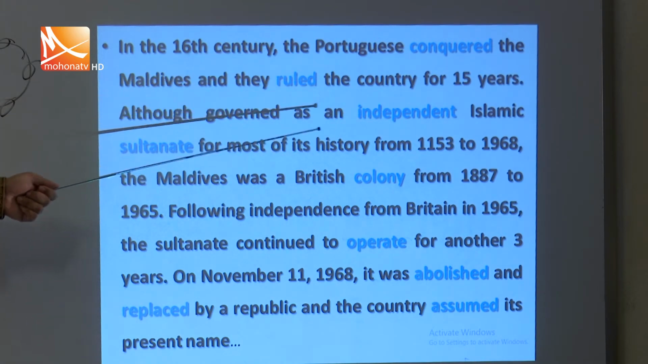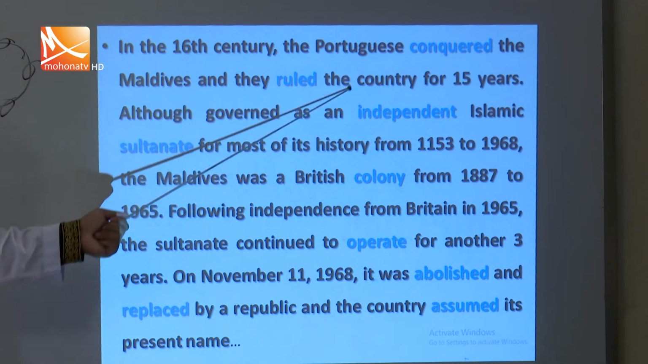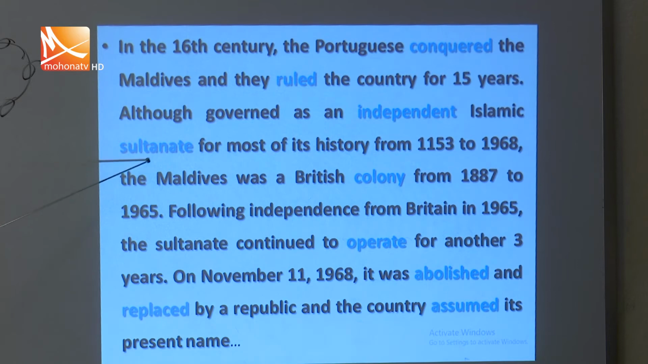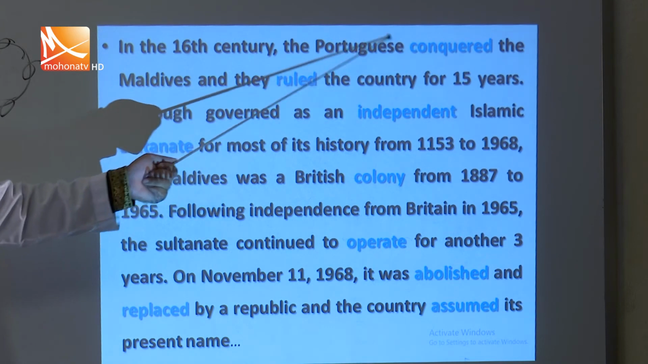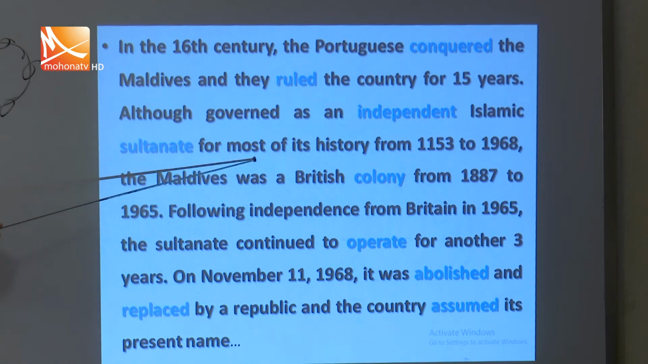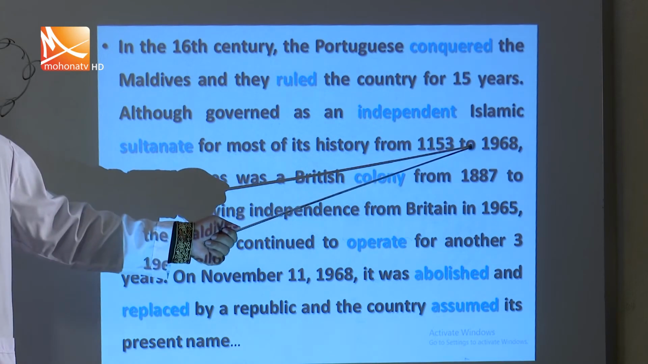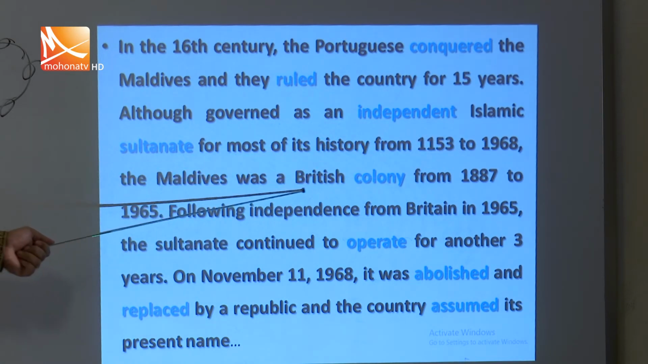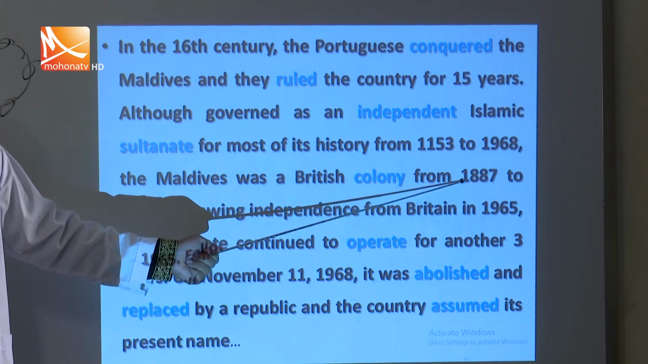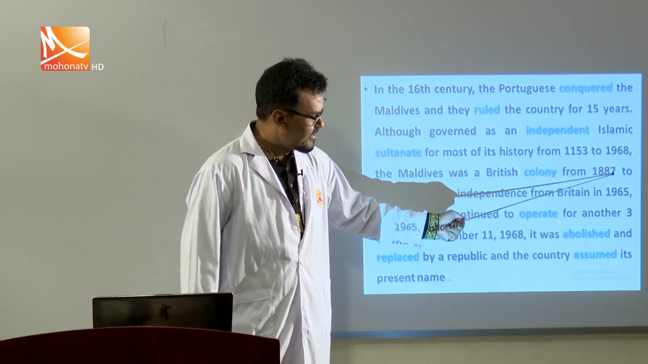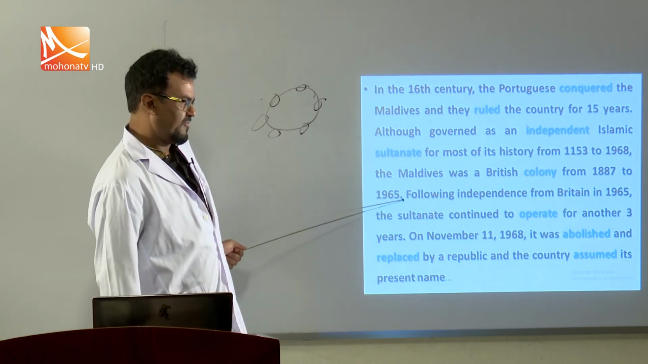They ruled for 15 years, then it became an independent sultanate. Sultanate means it is governed by a sultan. Now the Sultanate of Oman, there are many sultanates prevailing in the world. So it also became a sultanate after the Portuguese left the country, and also it was a British colony. The British ruled it from 1887 to 1965.